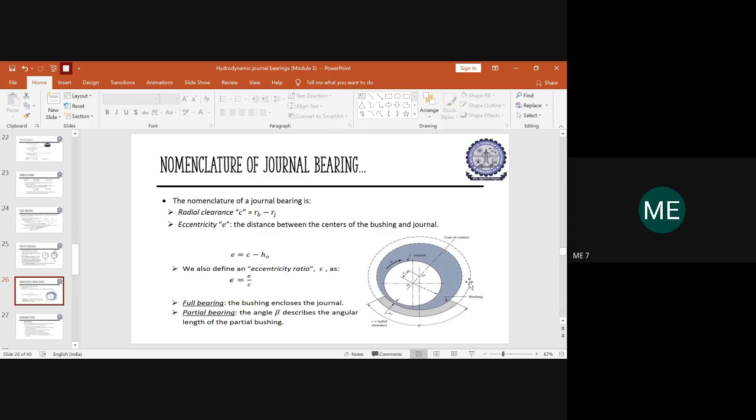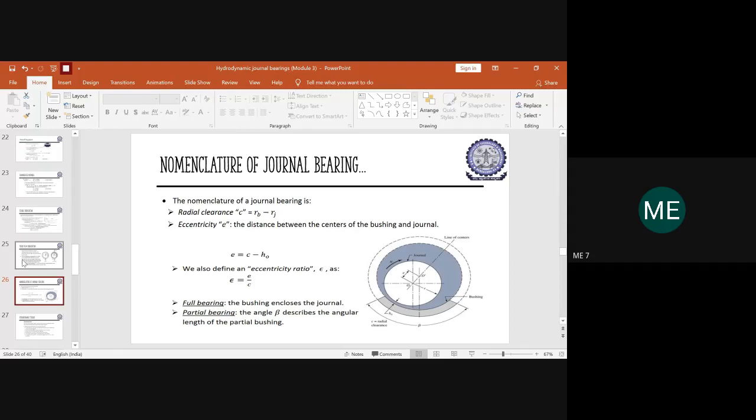So bushing is provided for the entire thing. If you want to determine the partial bearing, you will determine the angular length of the partial bushing. Any angular length you can take. Usually we take from here till here. So this angular length is called our partial bushing.